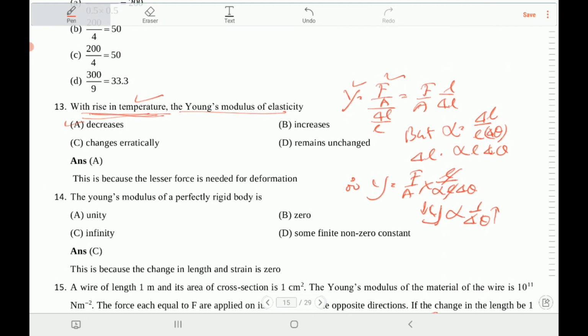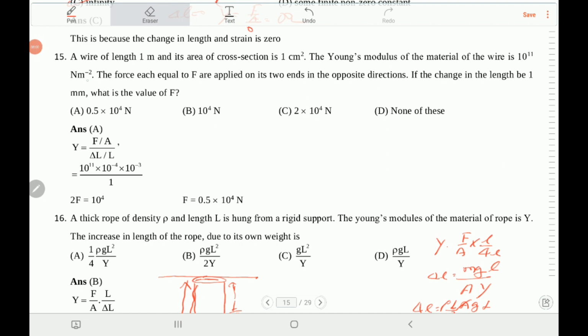In the 14th problem, Young's modulus of a perfectly rigid body. What is Young's modulus? Basically, stress divided by strain. For a perfectly rigid body, what is strain? Delta L by L. For a perfectly rigid body, strain is 0. No change in length. You cannot change the dimension. That's why it is a perfectly rigid body. That's why stress divided by 0. Anything divided by 0 is infinity, not defined. So the option is C.